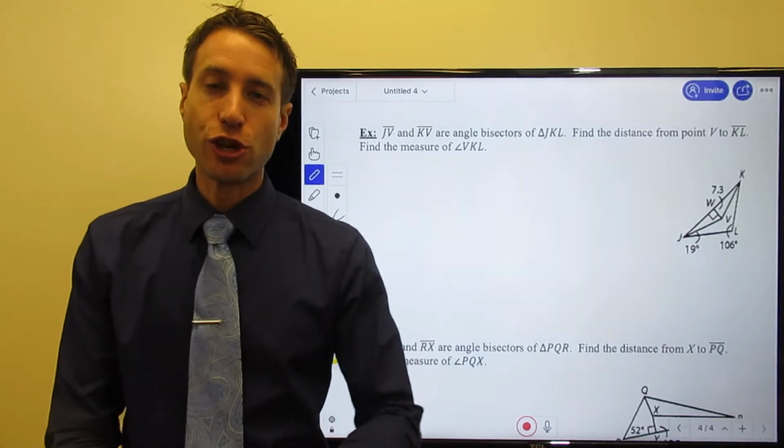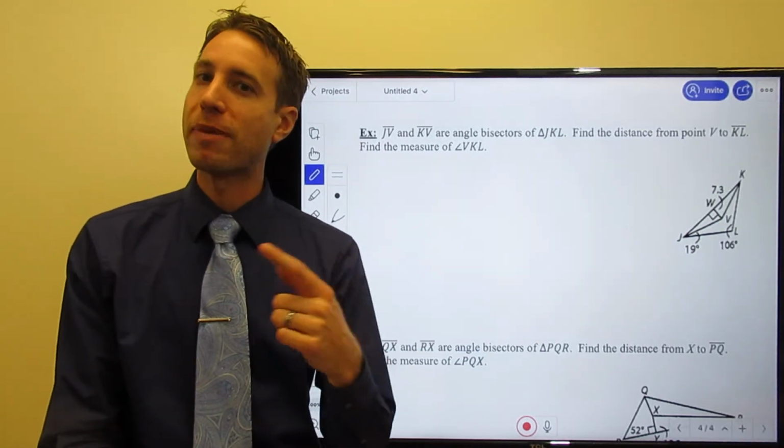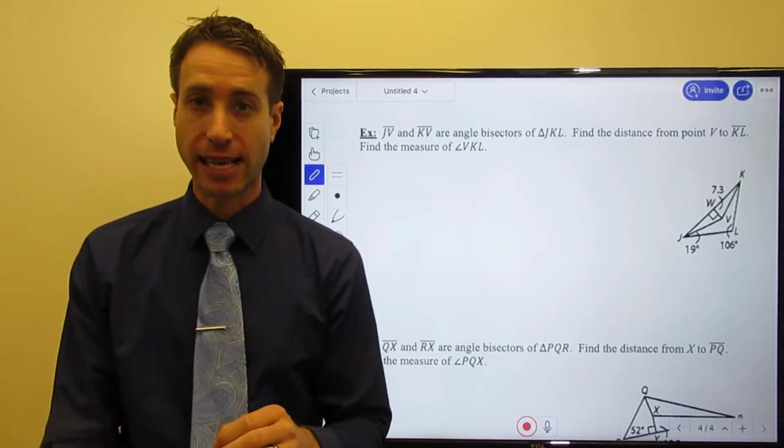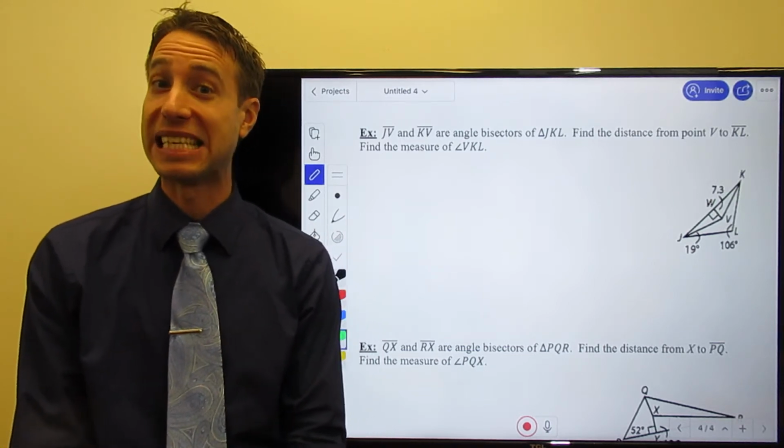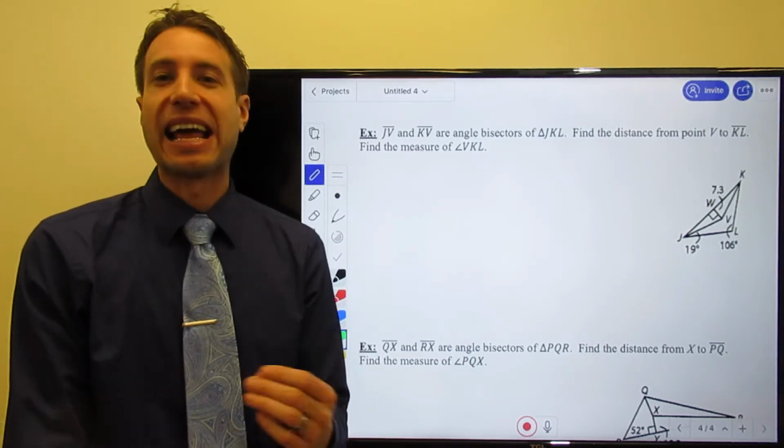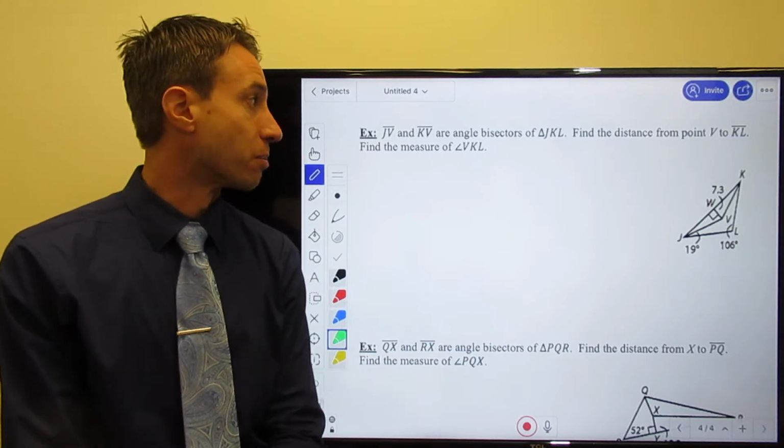Hi guys, welcome to this page of the notes. What we're going to do is take all of that information we just learned about the in-center, a point of concurrency known as the in-center of a triangle, and see how we can use it to help us solve some problems.